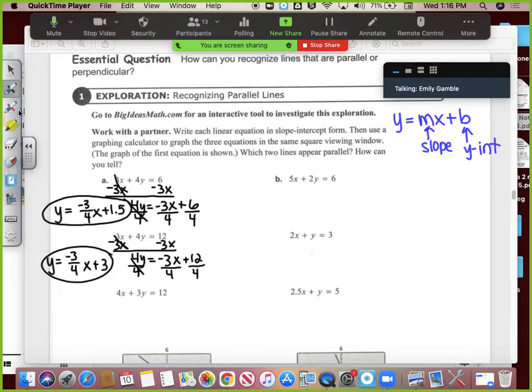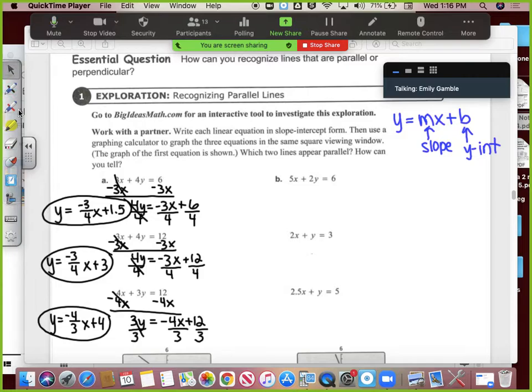And then the last equation here on this side, I'm going to solve this one for y as well. So this one's a little bit different. I'm going to subtract both sides by 4x this time. And I get 3y equals negative 4x plus 12. And then I have to divide by now the number in front of y, which is 3. When I do that, I'm going to get y equals negative 4/3 x plus 4.